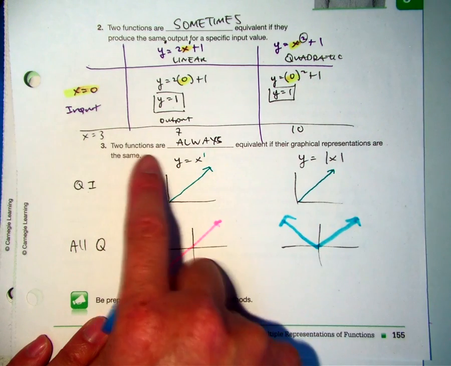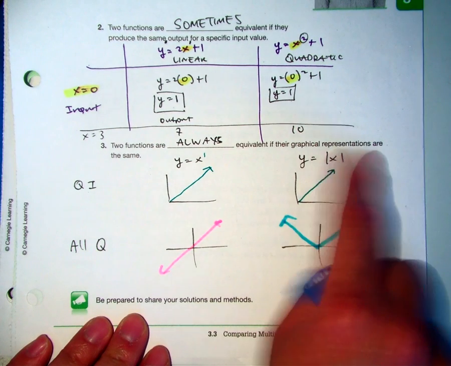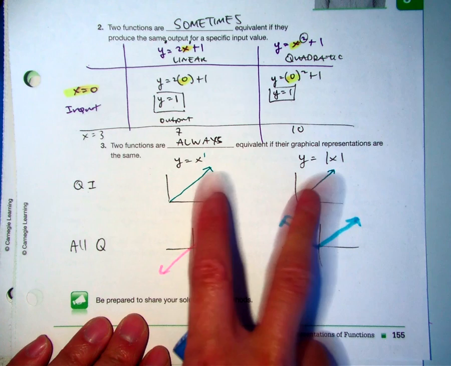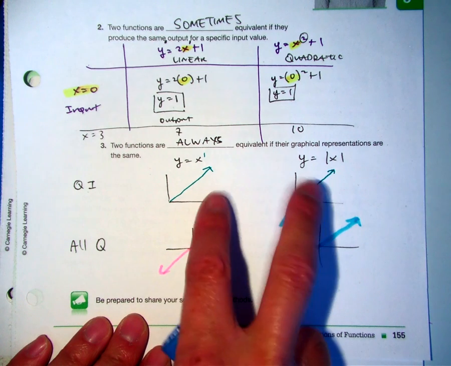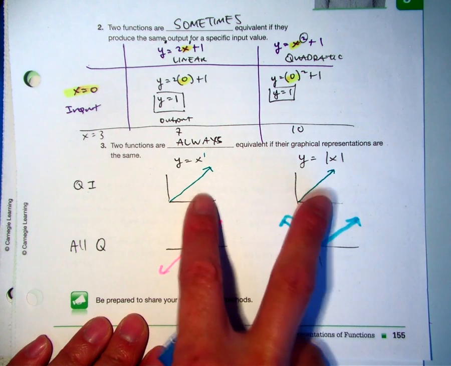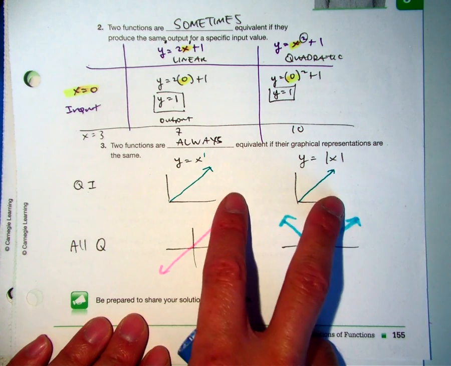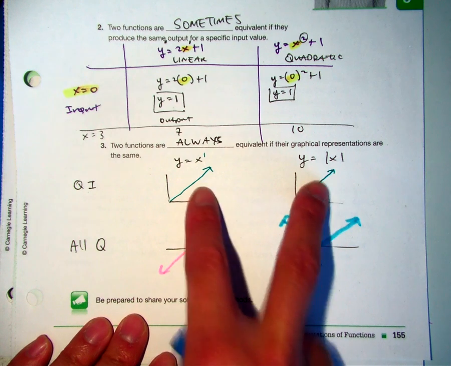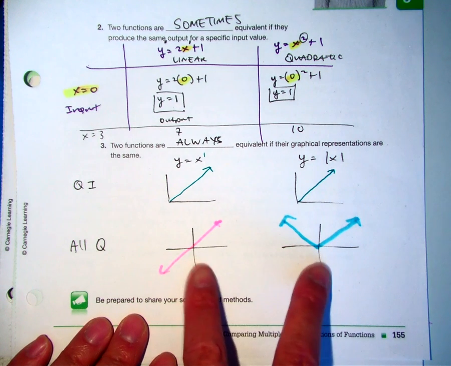Two functions are always equivalent if the graphical representations are the same. So we would not say these are equal, not equivalent, not the same, not twins. Okay? Why? Because if you actually look at all the quadrants, this is what it would look like. Okay?